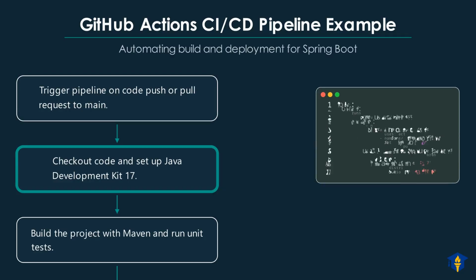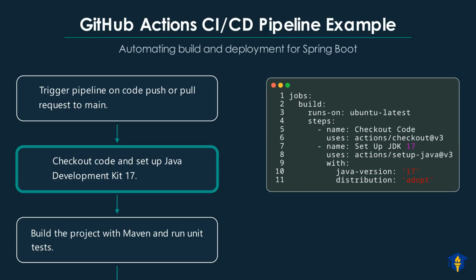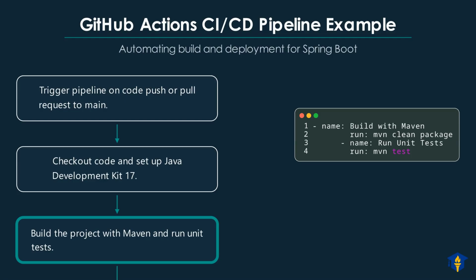The first job checks out the code and sets up Java development kit version 17. This code sets up the build job, checking out the repository and configuring JDK 17. Then, the project is built using Maven, and all associated unit tests are executed. These steps perform a Maven clean package and then run all defined unit tests.